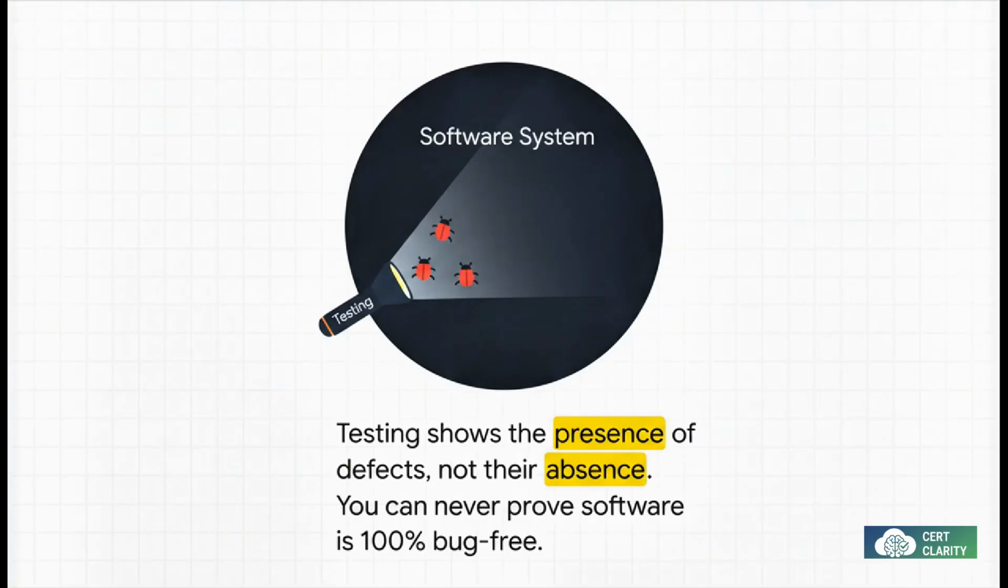This first one is a big one, and it kind of messes with your head. Testing can prove that bugs exist, but no amount of testing can ever prove that there are no bugs left. It's impossible. So the goal isn't to create perfect software. The goal is to find the important stuff, reduce risk, and build confidence that the software is good enough to release.